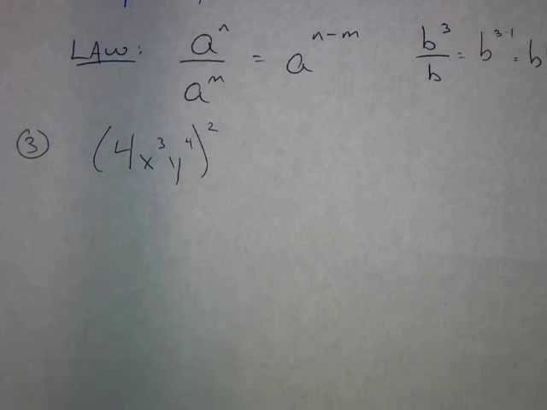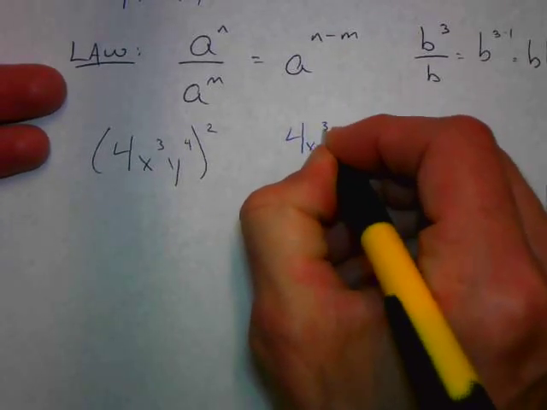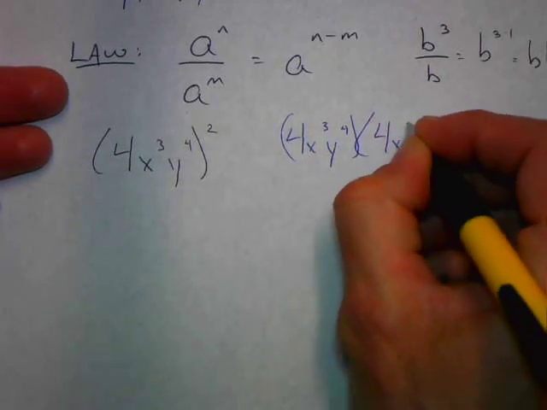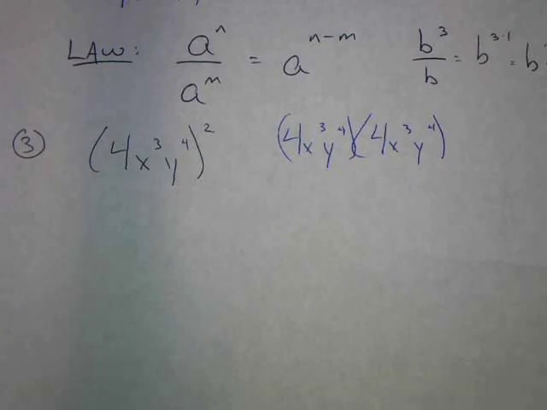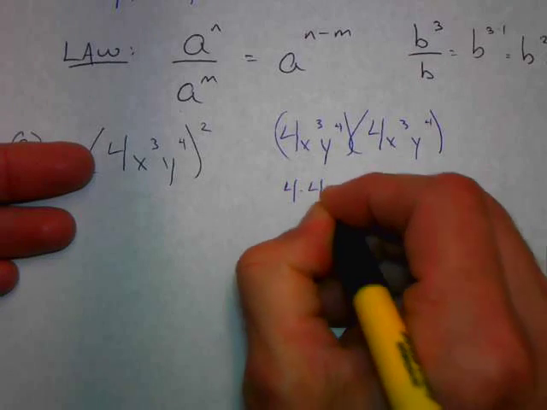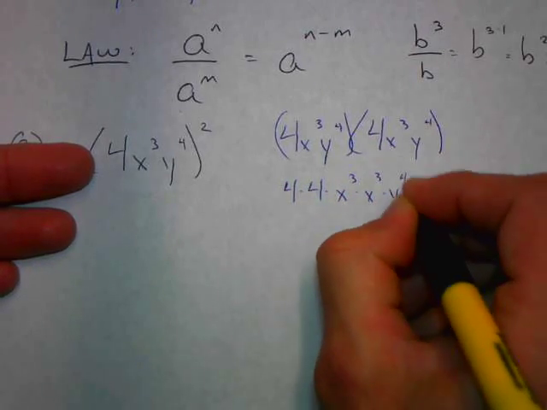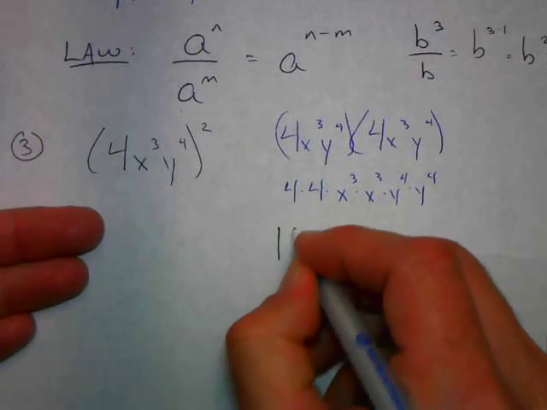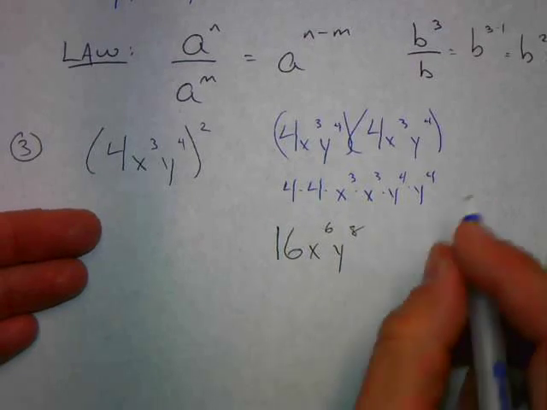So let's go ahead and, well, you know what, I will write it out. So we have 4x to the third power, y to the fourth power times 4x to the third power, y to the fourth power. And now we're back in a situation just like number 1. We have 4 times 4 times x cubed times x cubed times y to the fourth times y to the fourth. And then, of course, we get 16 x to the sixth, y to the 8th.